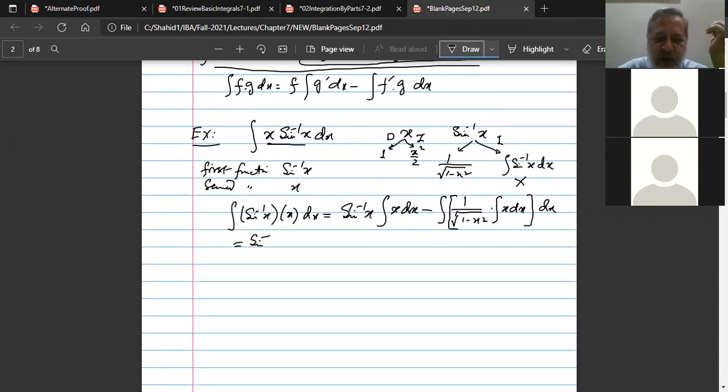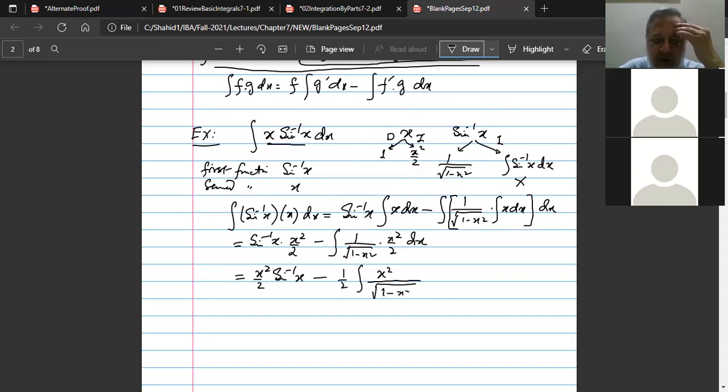Sine inverse x into x square upon 2, minus the integral of 1 upon square root of 1 minus x square into the integral of x, and that is x square upon 2, dx. And my result is still not complete, because the integration of this term is still required: x square upon square root of 1 minus x square dx. So with this integral, I have to solve it.